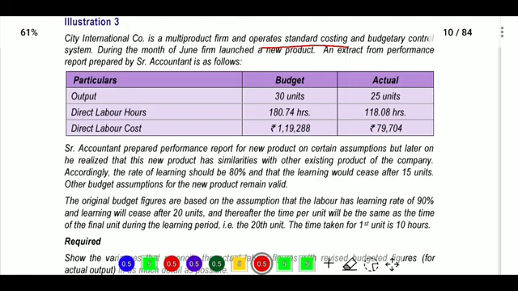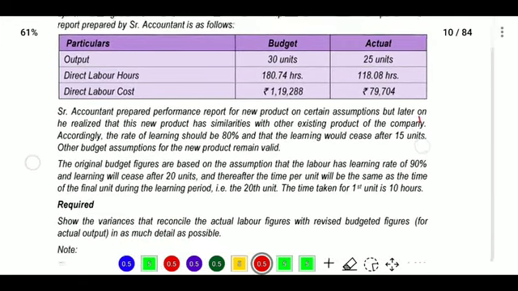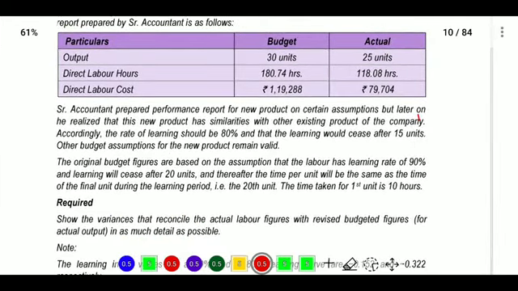So here the senior accountant prepared the performance report for the new product with certain assumptions, but later on he realized that this new product has similarity with other existing products of the company. Accordingly, the rate of learning should be 80%.